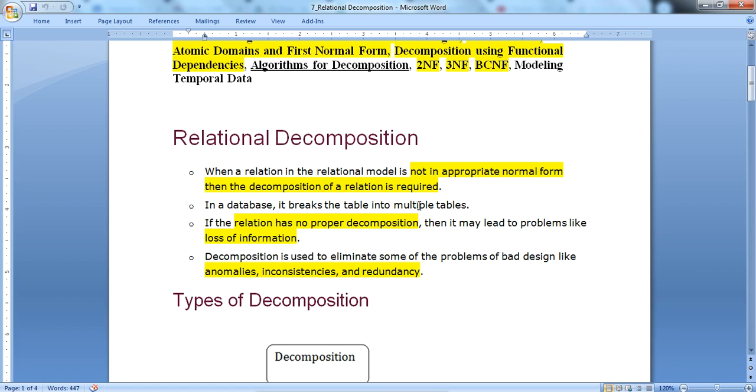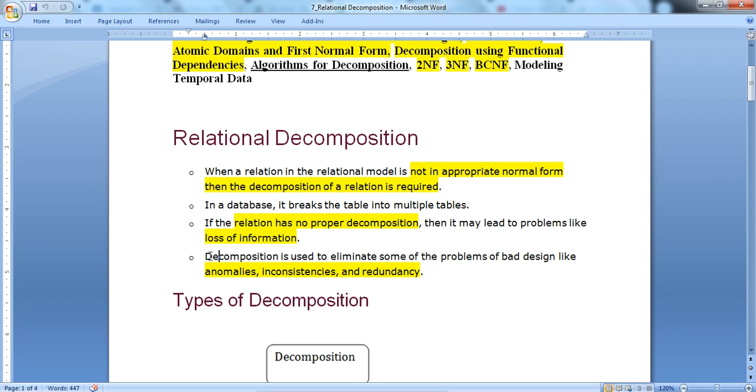We can say that is decomposition. If the relation has no proper decomposition, then it may lead to problems like loss of information. If we divide the existing table into multiple tables, and with the help of that decomposition it loses information, then that is again a decomposition problem, that is, a loss of information. Then decomposition is used to eliminate some problems of bad design, like anomalies, inconsistencies, and redundancy.